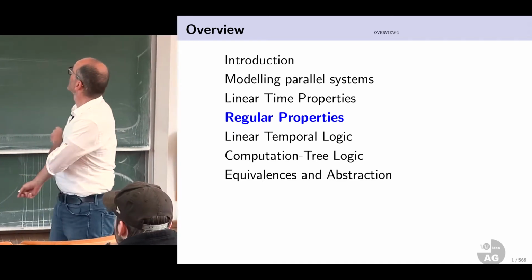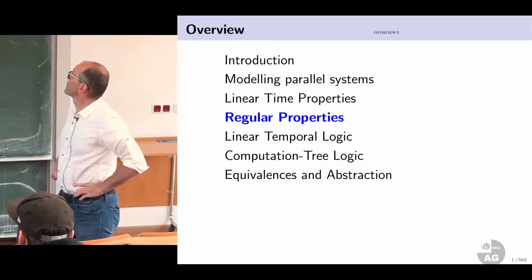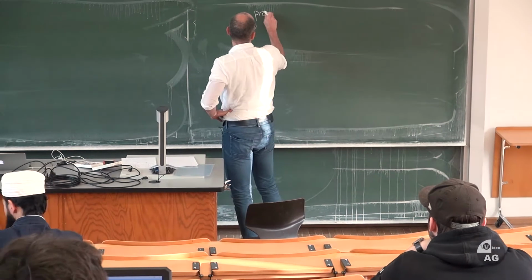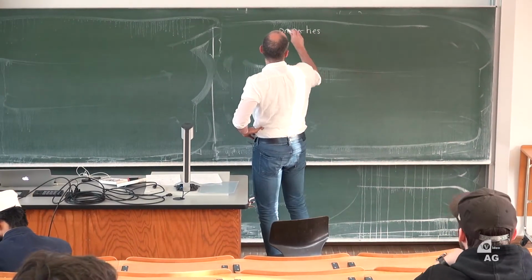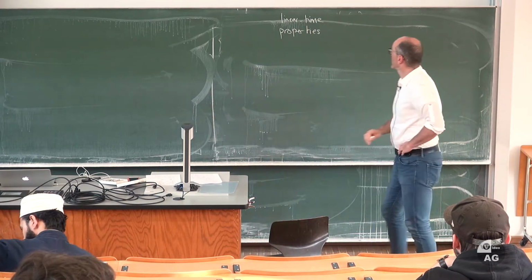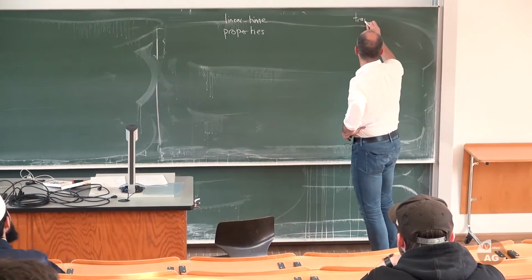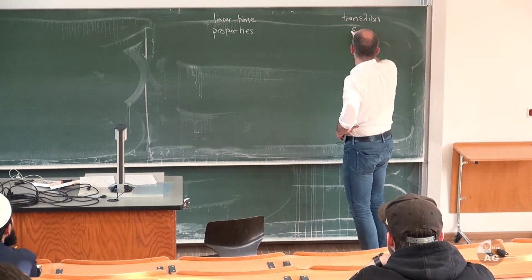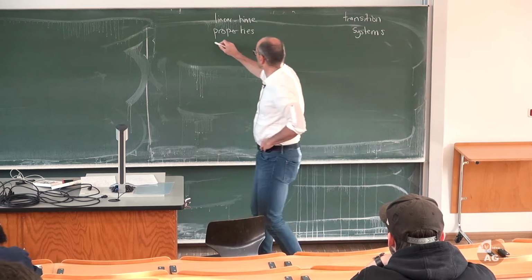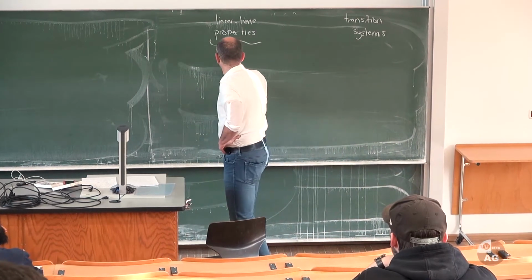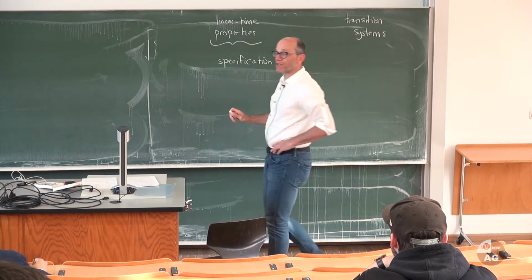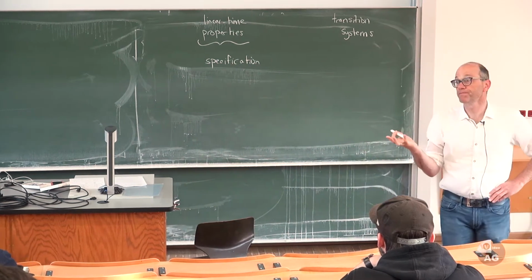The topic of today in the 8th lecture on model checking is regular properties. So what we have seen so far are properties which were linear time properties. On the other hand, we have seen transition systems. Here the idea is that these properties play the role of a specification. So these specify the properties that the system should exhibit, preferably.